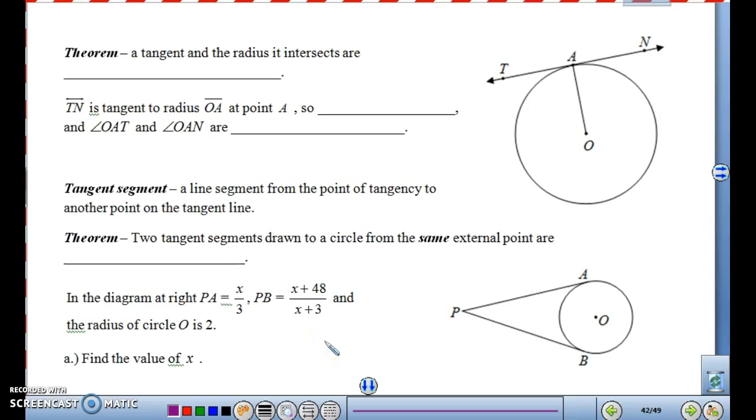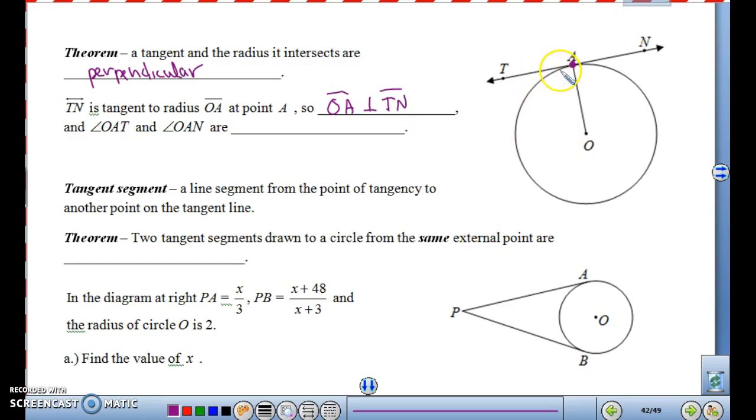Now let's look at some theorems that deal with tangents and chords. Our first theorem is a tangent and the radius it intersects are perpendicular. So if you have a tangent line TN that touches the circle at A, and it touches the radius OA right here, that means that the radius OA is perpendicular to the tangent line TN at the point of tangency. So right here, they're perpendicular.